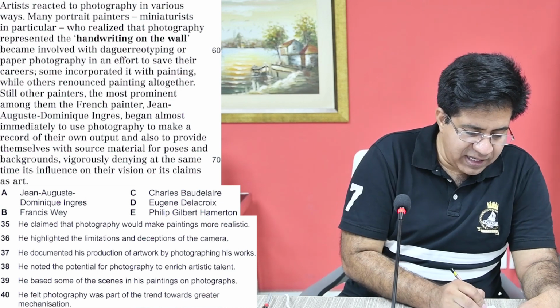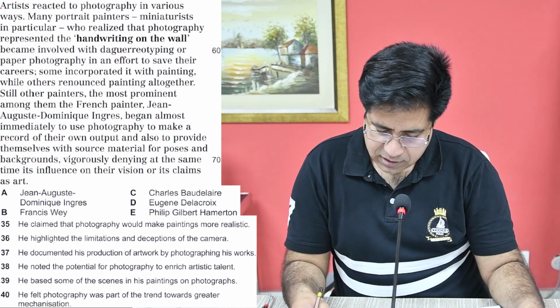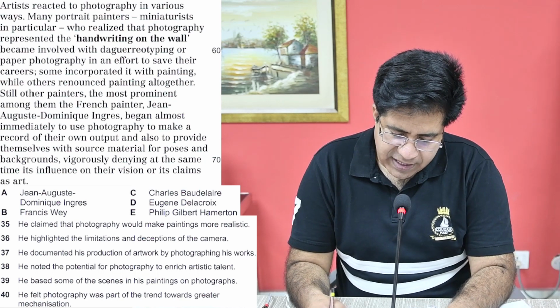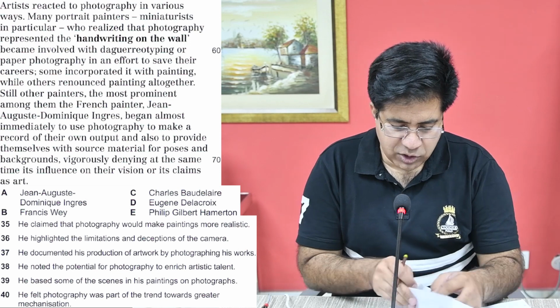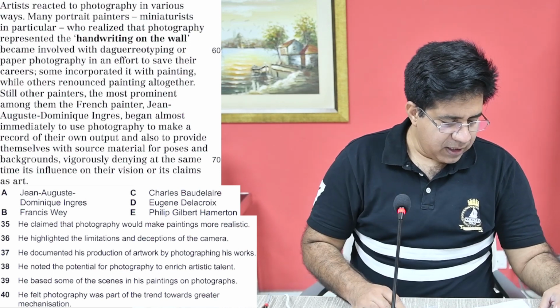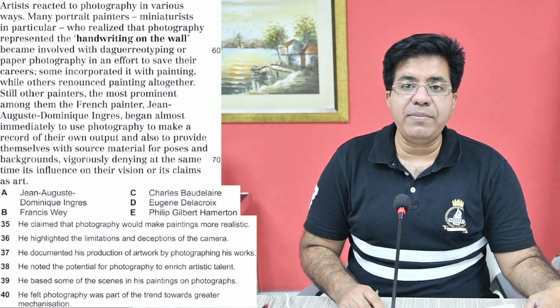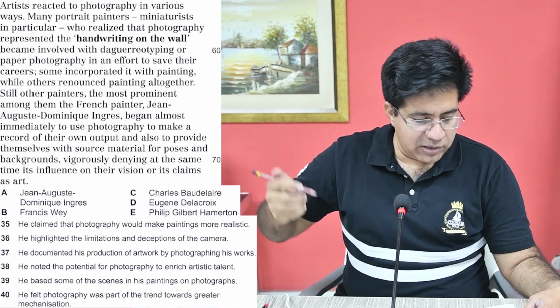37, he documented his production of artwork by photographing his work. Yes, documented. What is the word for documented? Go back. Documented. To make a record. To make a record means to document. So for 37, the correct answer is A. Now, let's read on. Sometimes one person can have 2 questions also.